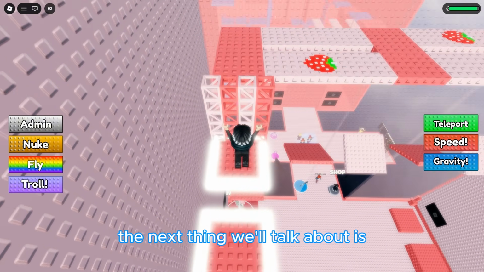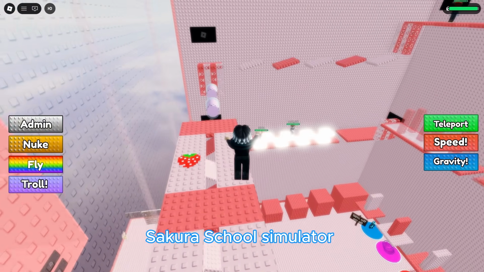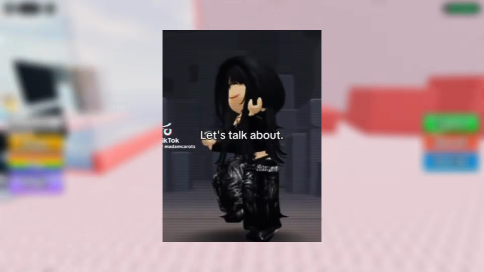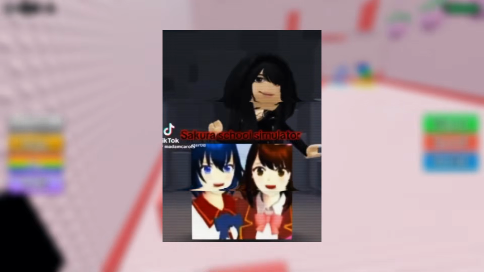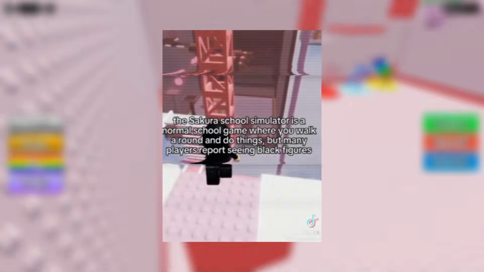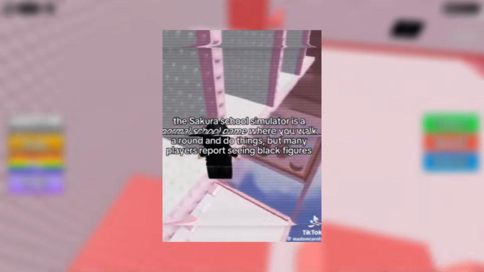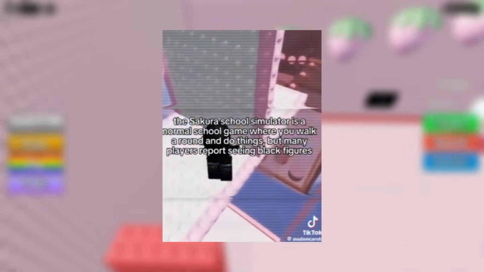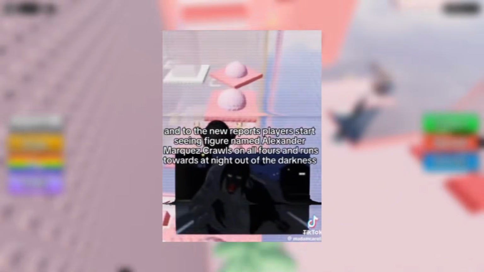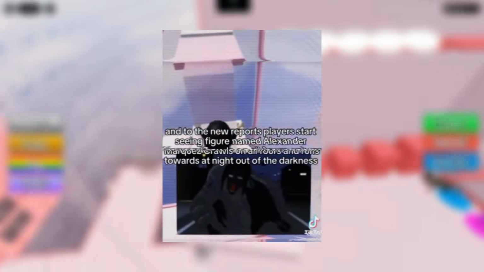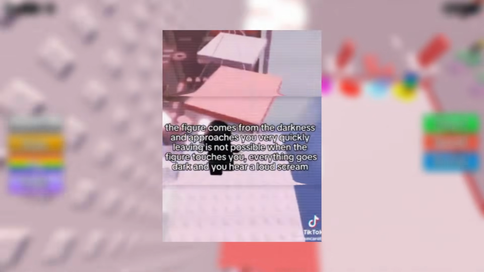The next thing we'll talk about is Sakura School Simulator. Let's talk about Sakura School Simulator. It's a normal school game where you walk around and do things, but many players report seeing black figures. According to new reports, players see a figure named Alexander Marquez crawling on all fours and running toward them at night out of the darkness. The figure comes from the darkness and approaches you very quickly.